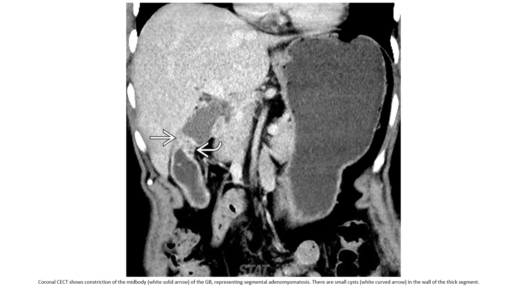This is the contrast enhanced T1 image showing constriction of the mid body of the gallbladder, representing segmental adenomyomatosis. The sinuses are in the wall of the segment.